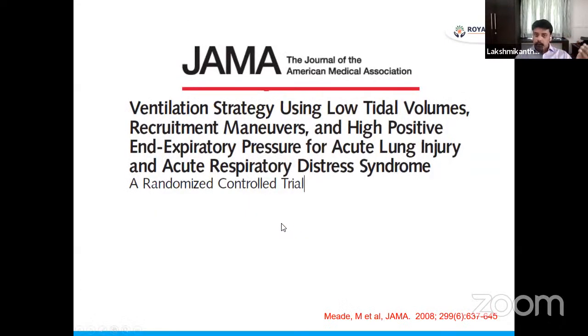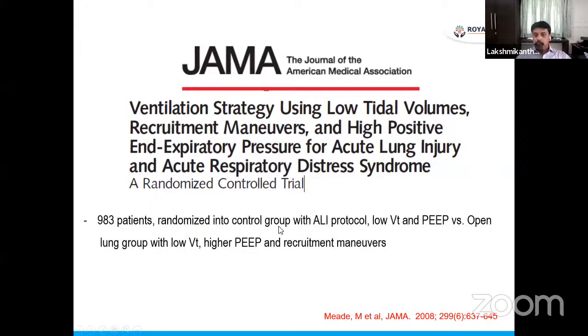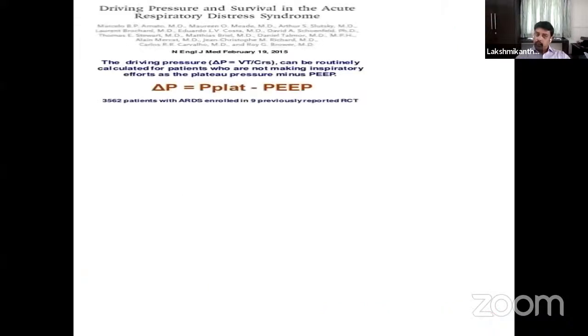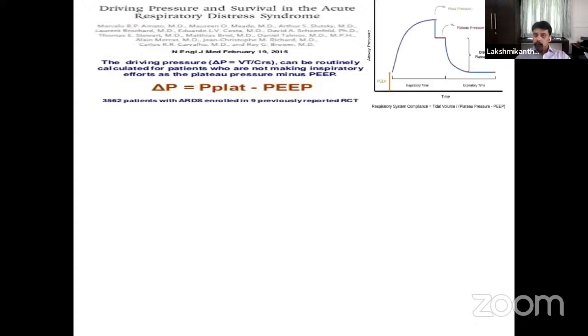So studies came up comparing the high PEEP and the low PEEP, and this large study showed there was no statistically significant difference in mortality between a high PEEP and a low PEEP. So it was very difficult for us to decide on what PEEP to keep. Then came the concept of driving pressure.